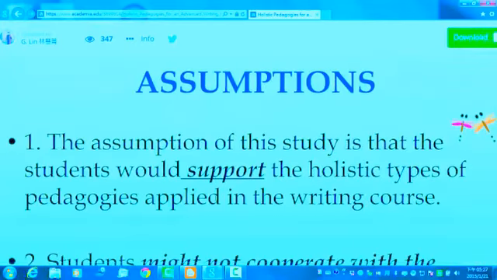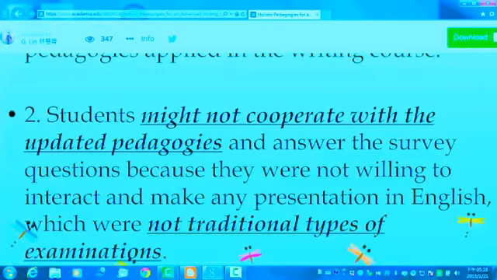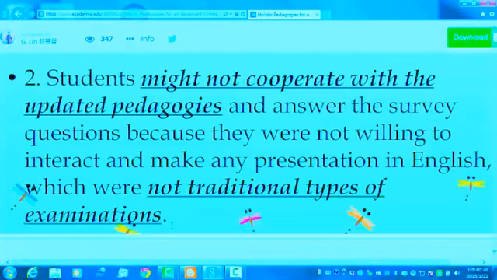An assumption of this study is that the students would support the holistic type of pedagogies applied in the teaching course. The students might not cooperate with the updated pedagogies and answer the survey questions because they were not willing to interact and make any presentation in English, which were not traditional types of examinations.